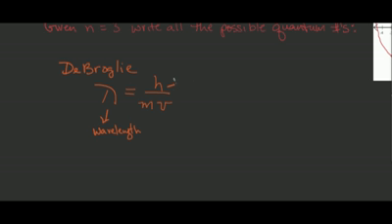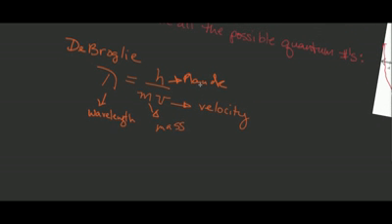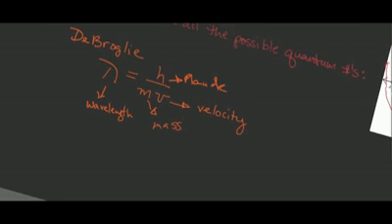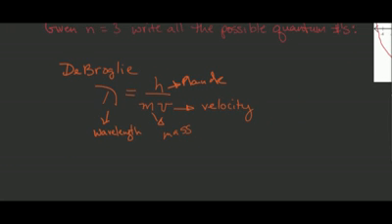This is Planck's constant. This is the mass. And this is the velocity. So this is another way to obtain wavelength given different types of information. All right, sorry about that. Let's rotate that back.